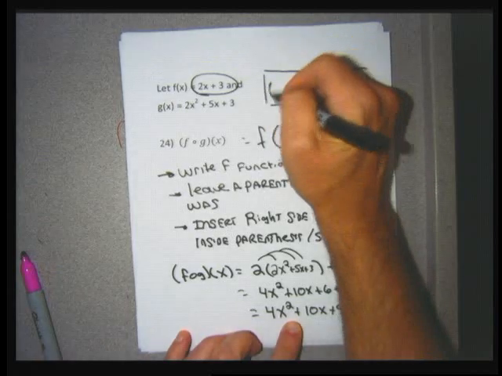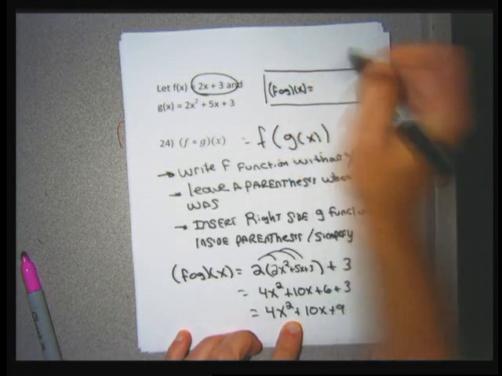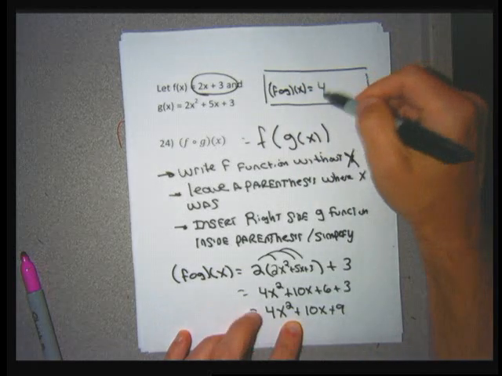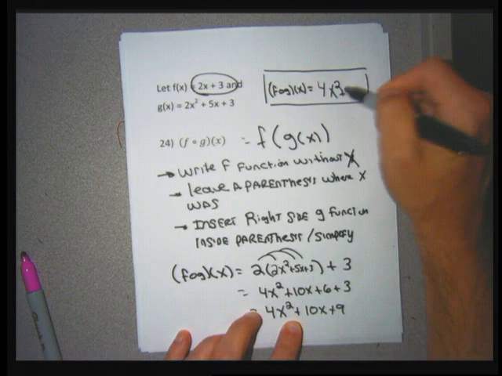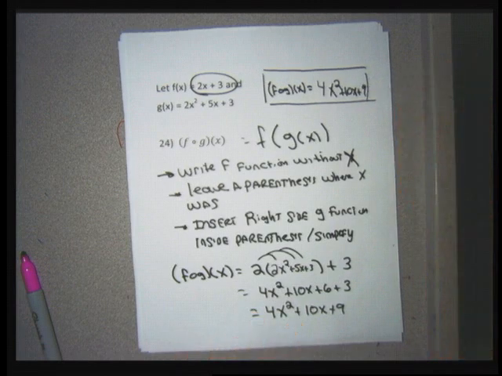I'm going to write the problem, f composed with g of x, and to the right of it, I'm going to write what it equals. It equals 4x squared plus 10x plus 9, and that's prime, so I'm not going to factor it.